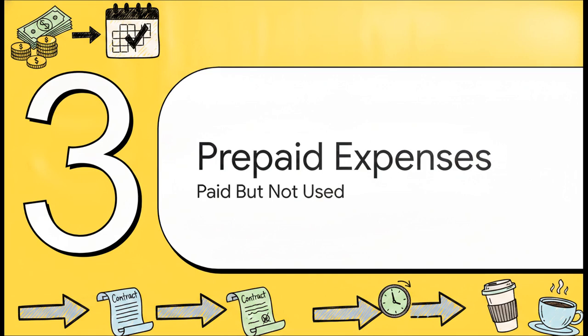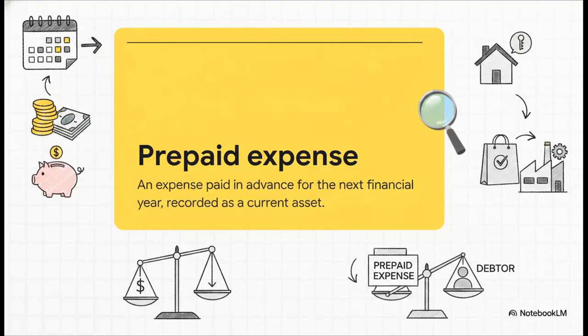Flipping the script, here's Section 3, prepaid expenses. A prepaid expense is paid in advance for the next financial year. Now, this should blow your mind just a little bit. Paying early actually turns your landlord or your supplier into your debtor. For a short period, they literally owe you the value of that service. And that is exactly why a prepaid expense is recorded as a current asset on your balance sheet.